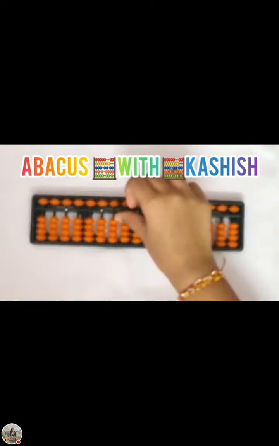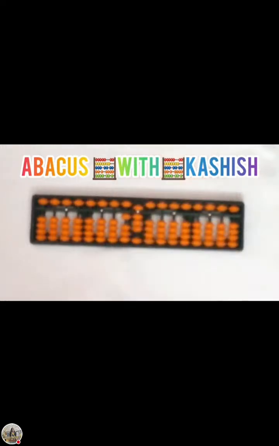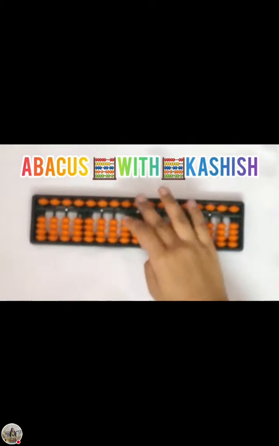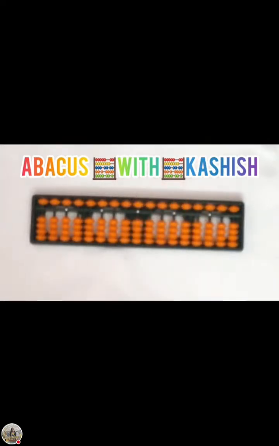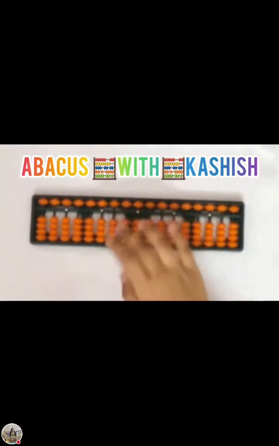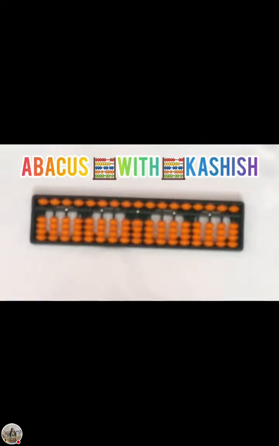18, 19, 1, 9. 20. Now in 20 we have the number 2 and 0, so 2 and 0 here, so 20. Let's do bigger numbers now.